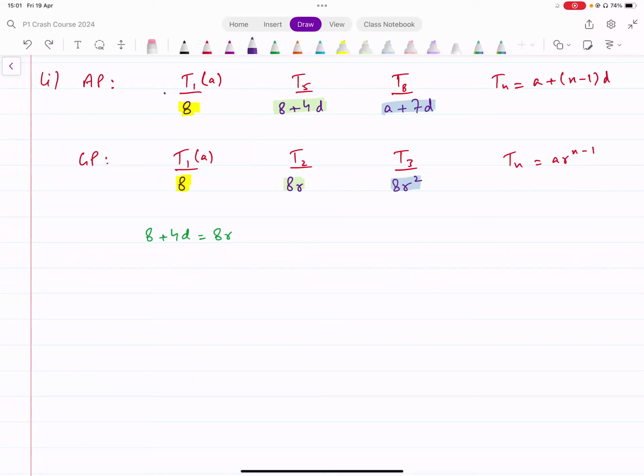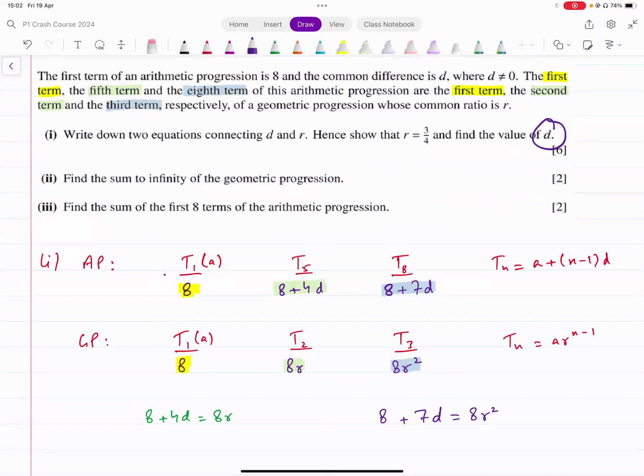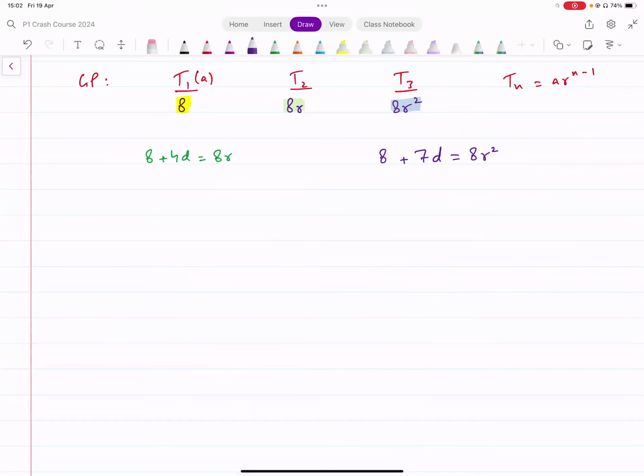And we have a plus 7d, sorry, the value of a, we know that actually, we can write that here. The value of a was 8. So it becomes 8 plus 7d equal to 8r squared. We get two equations in terms of d and r. They asked us to find the value of d and also the value of r. They need us to show that r equals 3/4. So now we can just solve these two equations simultaneously. The first equation can be simplified a little. We can divide the whole equation by 4. That leaves us with 2 plus d equals 2r.